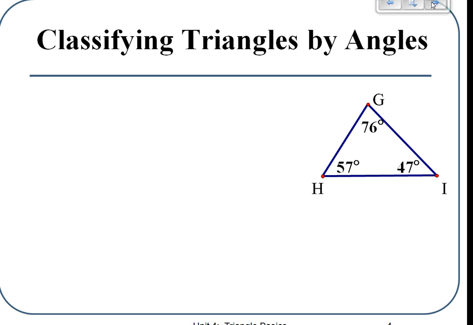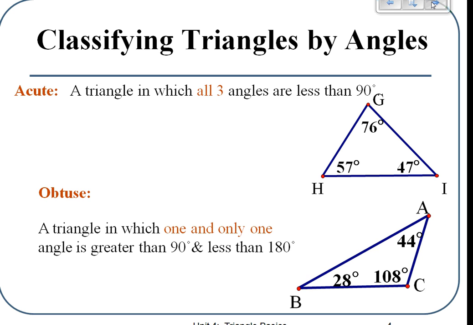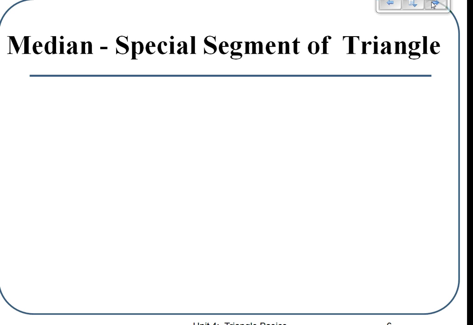Okay, we can also classify a triangle by its angles. We can have an acute triangle. If that is the case, all 3 angles must be less than 90. We can have an obtuse triangle, and one and only one angle is greater than 90 and less than 180, or we have one obtuse angle. We could have a right triangle. We have one and only one 90-degree angle, and we can have an equiangular, and all 3 angles are the same measure, therefore they must be 60.